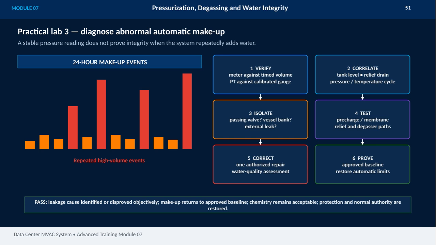Next, isolate the problem by checking for passing valves, vessel banks, or external leaks. Testing is crucial. Examine the precharge and membrane, as well as relief and degasser paths. After pinpointing the issue, carry out authorized repairs and assess water quality to ensure everything is restored properly. Finally, prove your fix by confirming the baseline is approved and automatic limits are restored. Passing means the leakage cause has been identified or ruled out objectively. Makeup water returns to the approved baseline. Water chemistry remains within acceptable standards, and system protection along with normal authority is fully restored.